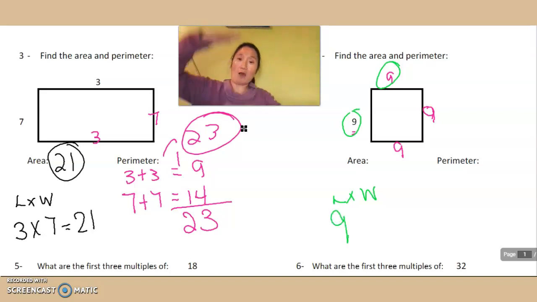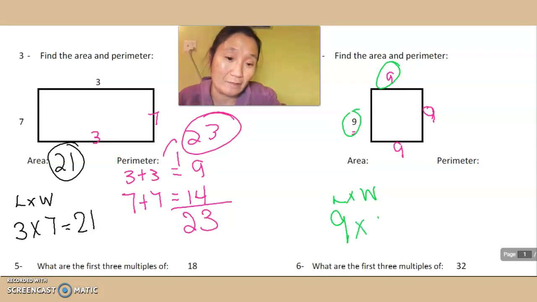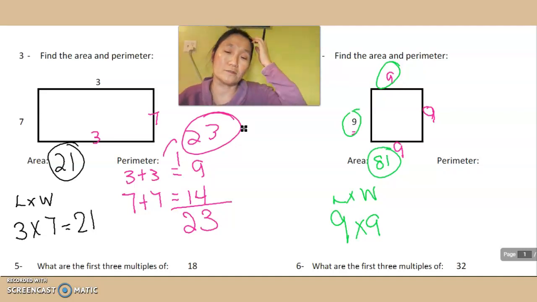Our width, how tall is it really? It looks like how tall it is, but really how wide, because we're looking at it as if we're looking at it from the top, and that is going to be 9. So that's going to be area 81. Okay, you need to write out all the formulas for this. Write out all the equations.